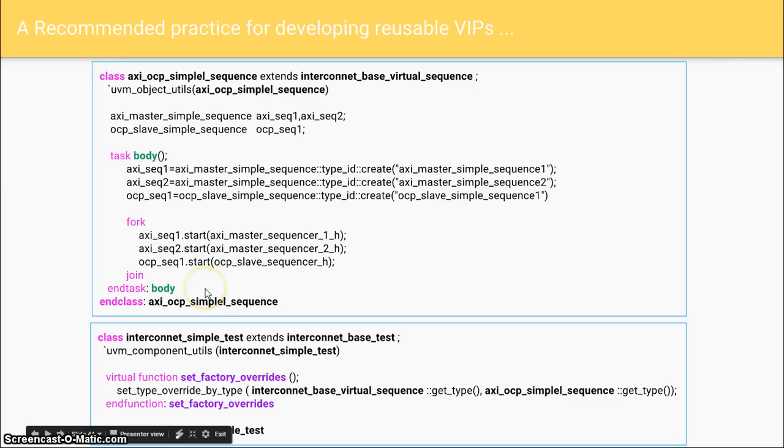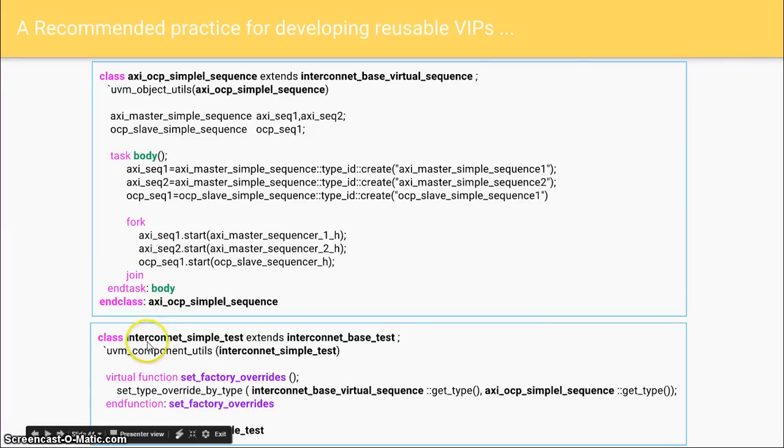Now coming to the test part, your own functional test, which is extending from the base functional test we had defined. And if you look at the functional test content, it is a very simple test content where you just wanted to override the virtual sequence handle in the base test with the new sequence that you had created here. So this is done in the set factory override function, which we had again defined in the base class.